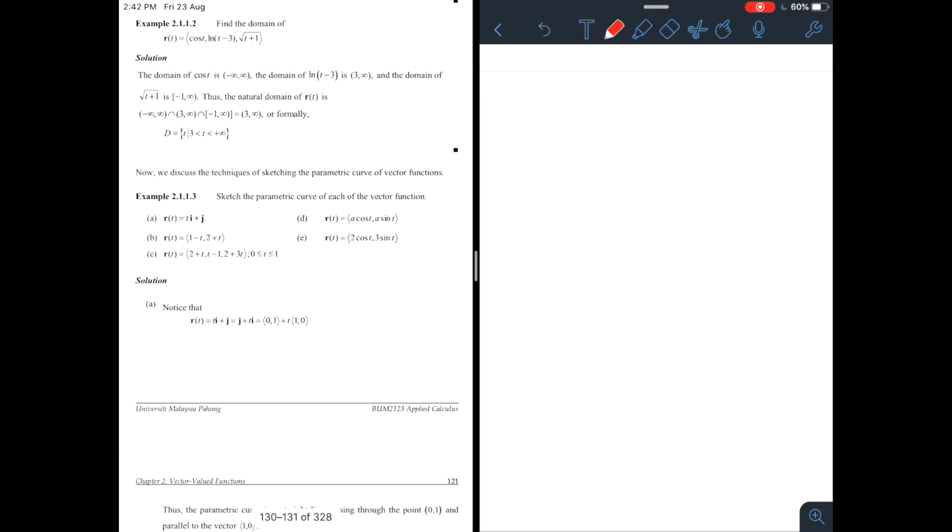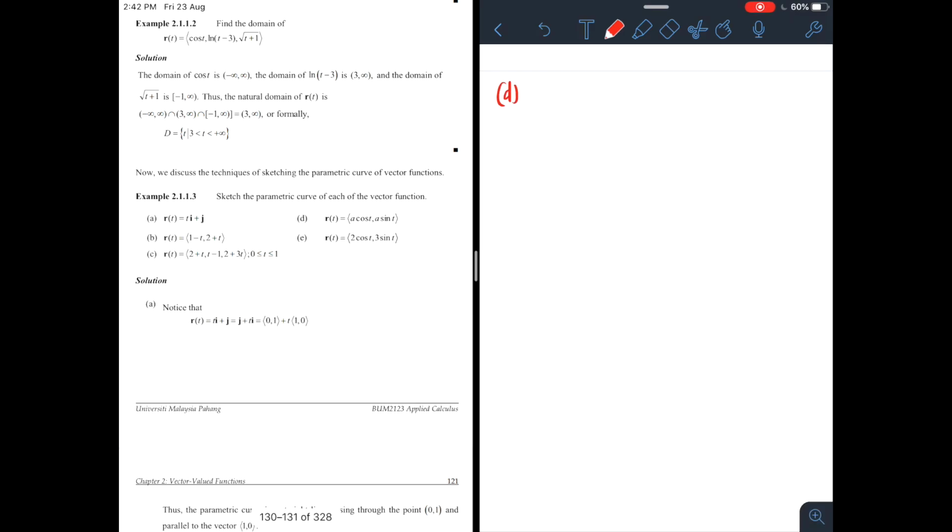I hope you know how to solve question C, because it will give you a similar parametric curve, but this time around it will give you a line in three-dimensional coordinate system. So let us focus on solving question D and E.